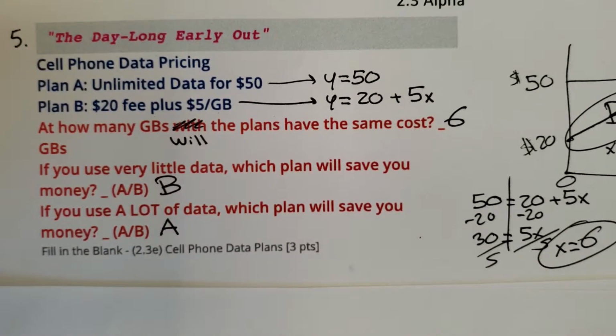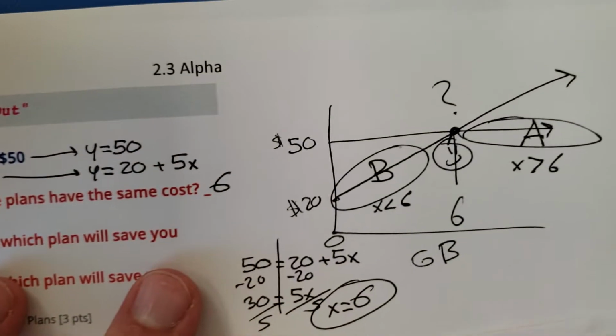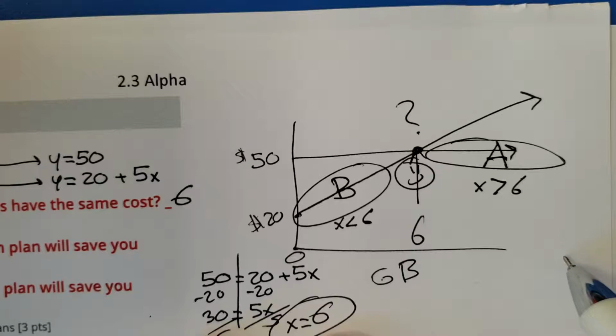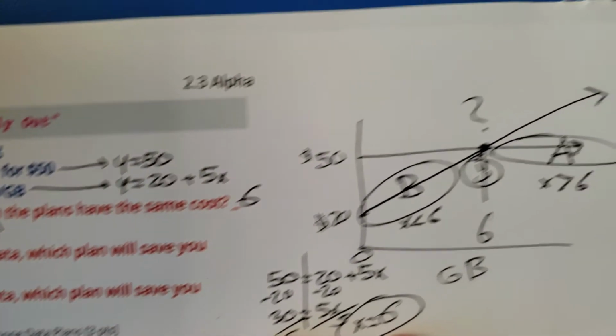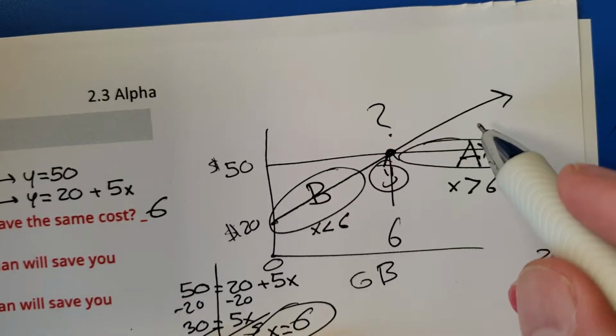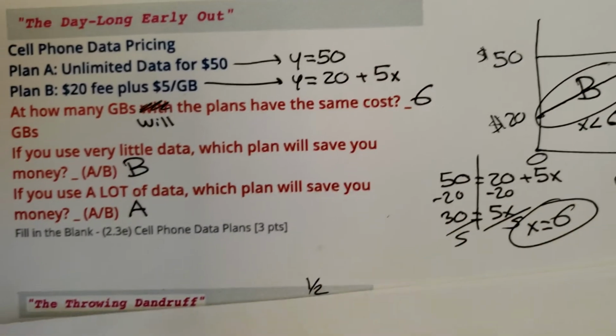If you have plan B and then you use 20 gigabytes, no, that's not even close. That's 6, so that's way scaled off. That's going to be way scary, all right?